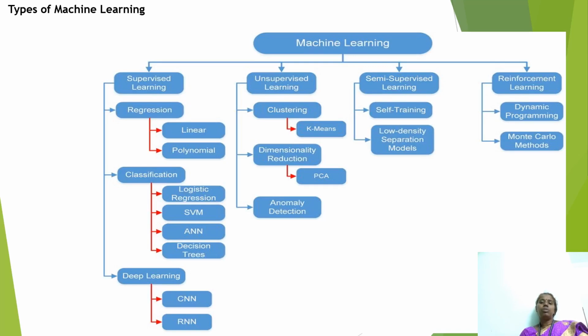And the third type we call semi-supervised learning. Under semi-supervised learning, we have seen two types, self-training and low-density separation model. And the last type, we call reinforcement learning. So in this type, we are going to study dynamic programming and Monte Carlo methods.